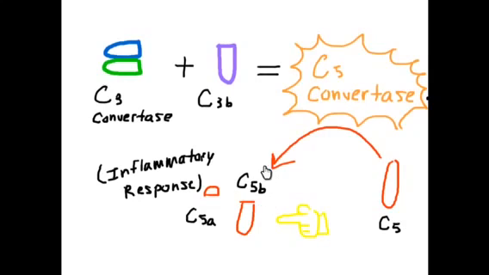C5a and C5b. C5a will be used in the inflammatory response, which Andrew will talk about later. But C5b, as indicated by the big pointy yellow hand, is the key player in initiating the membrane attack complex. And now we move on to the actual complex.